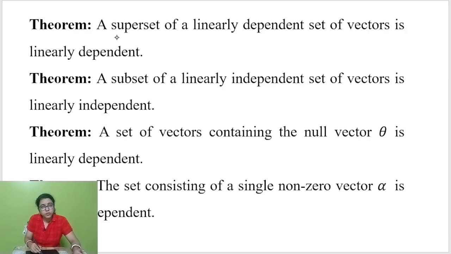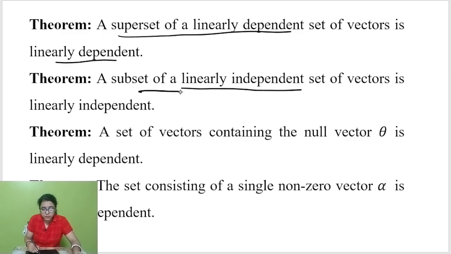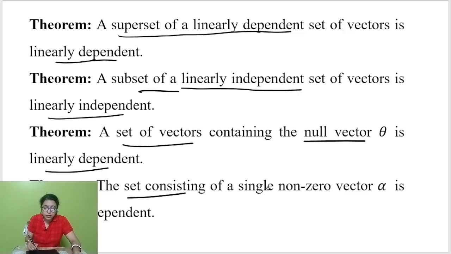I have written the theorems here which I have just discussed. A superset of a linearly dependent set is linearly dependent. Next theorem, a subset of a linearly independent set will always be linearly independent. Then any set of vectors containing the null vector will always be linearly dependent, and the set consisting of a single non-zero vector is linearly independent.